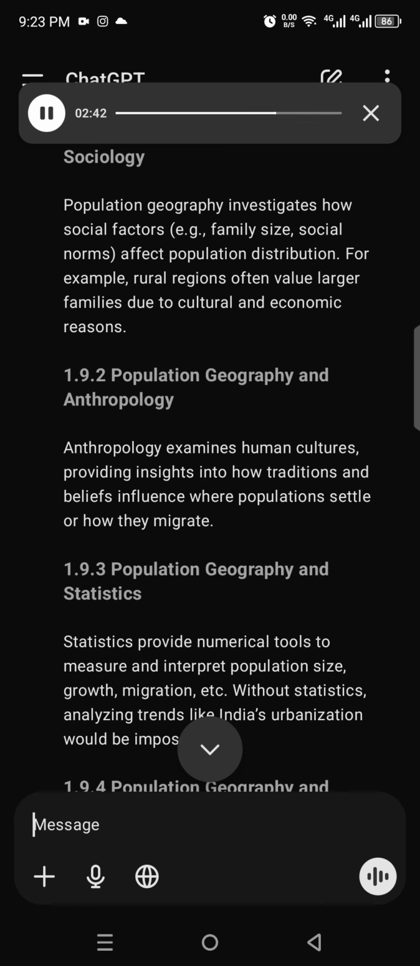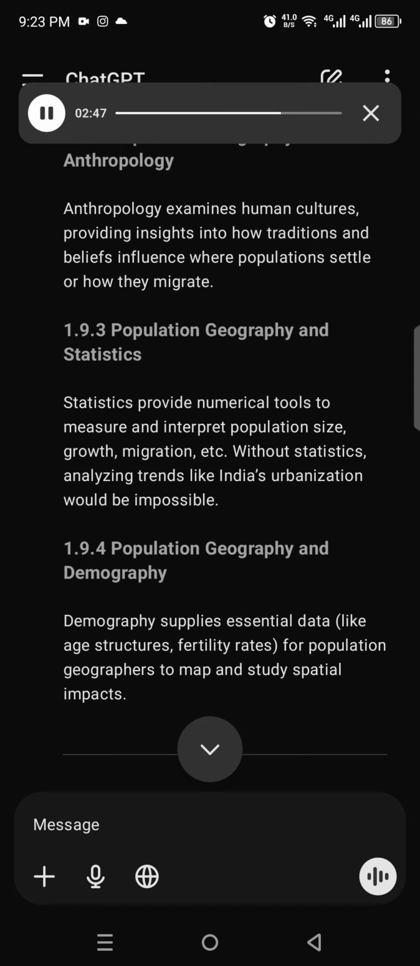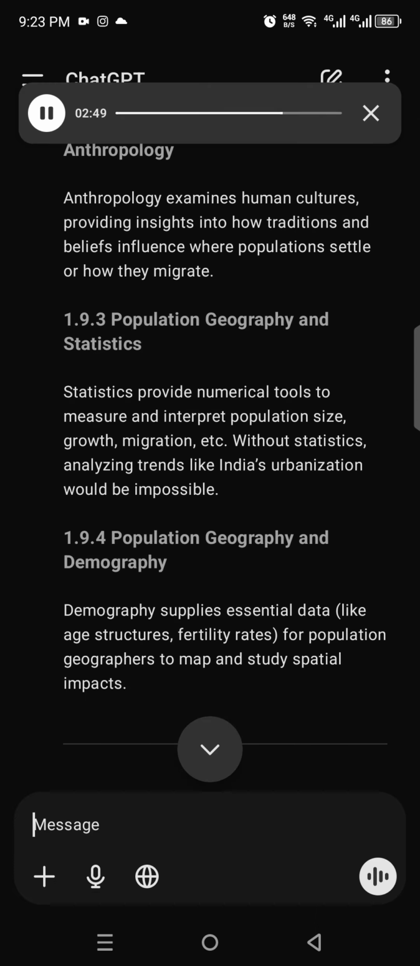1.9.3 Population geography and statistics. Statistics provide numerical tools to measure and interpret population size, growth, migration, etc. Without statistics, analyzing trends like India's urbanization would be impossible.